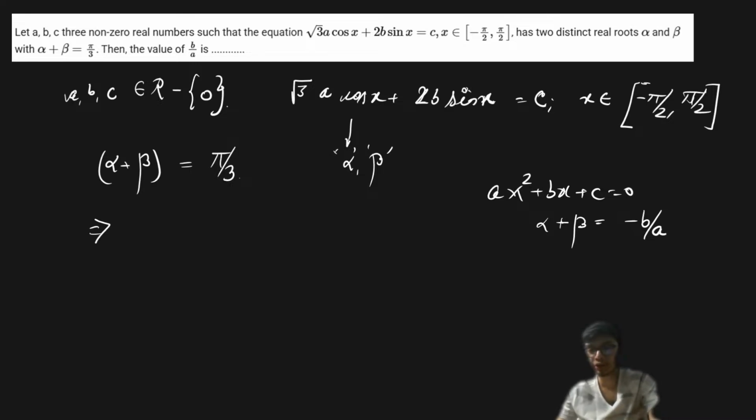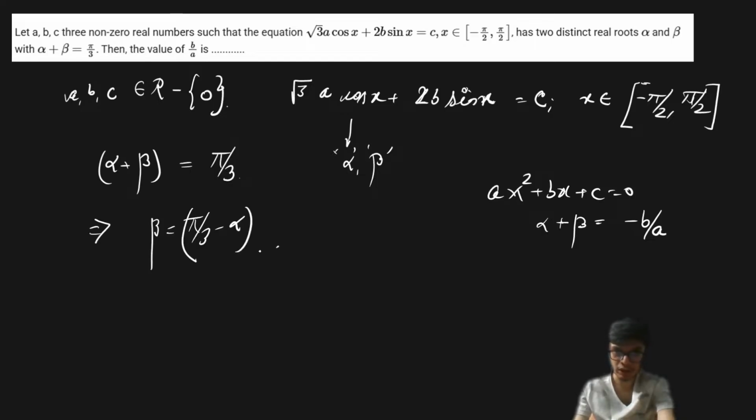But what you can do is that, since the sum of the roots is given as pi upon 3, you can substitute beta as pi upon 3 minus alpha, right? So if alpha is a solution of this particular equation, then beta is also a solution, right? So what I'm going to do here is take the help of quadratic equations.